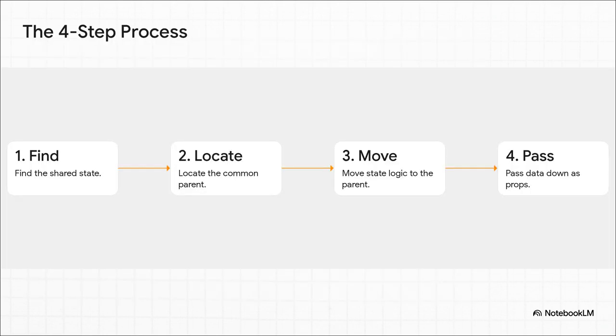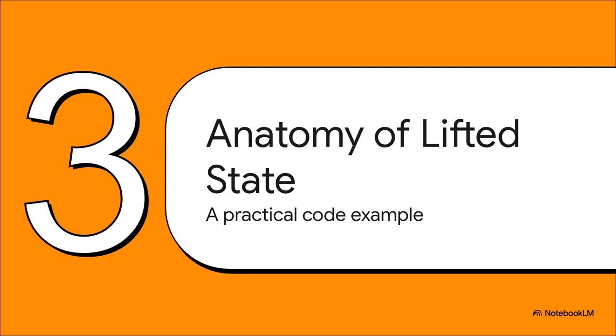And the best part? It boils down to a super simple four-step process. First, you just identify the piece of state that needs to be shared. Second, you find the nearest parent component that they both share. Third, you move the actual state logic, your useState hook, into that parent. And finally, you just pass the data and any functions to update it back down to the children as props. That's it.